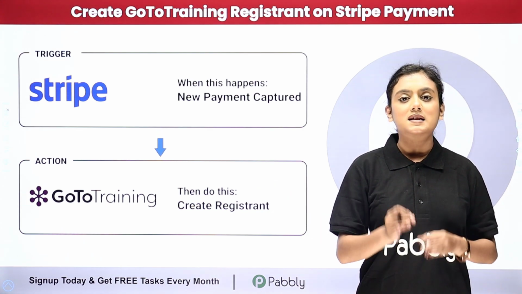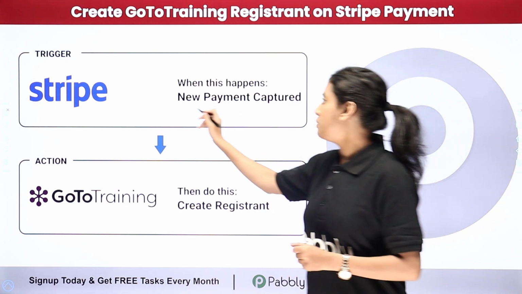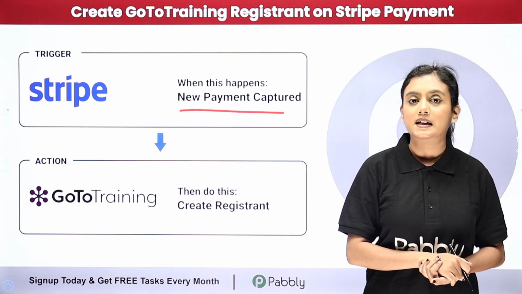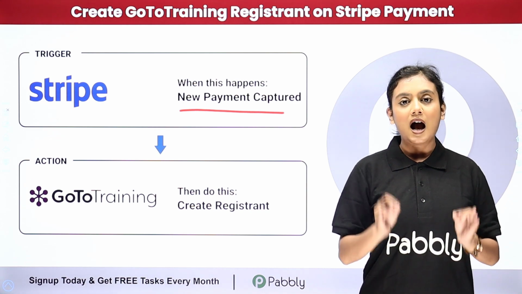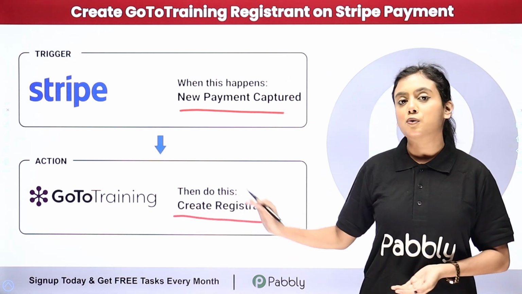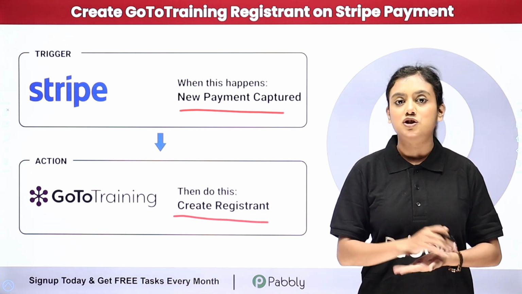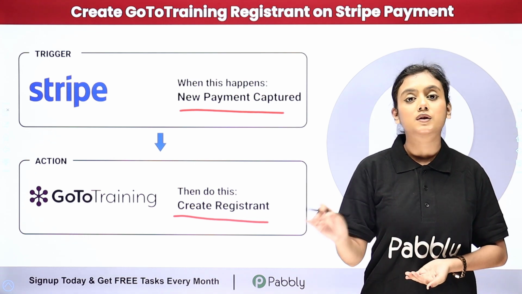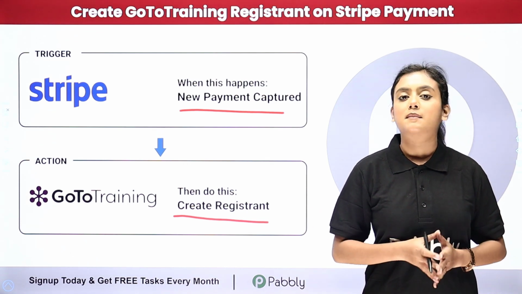What I want is that as soon as a new payment is done using Stripe, as students purchase access to any training session that I'm hosting, I want to create that student as a registrant in my GoToTraining account in the training session that I've created. Now, creating these registrations manually after the new payment is done is very time consuming.